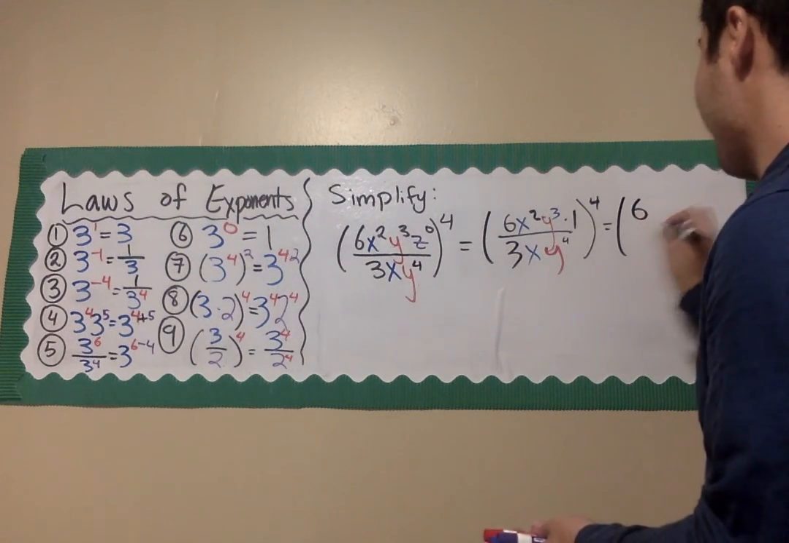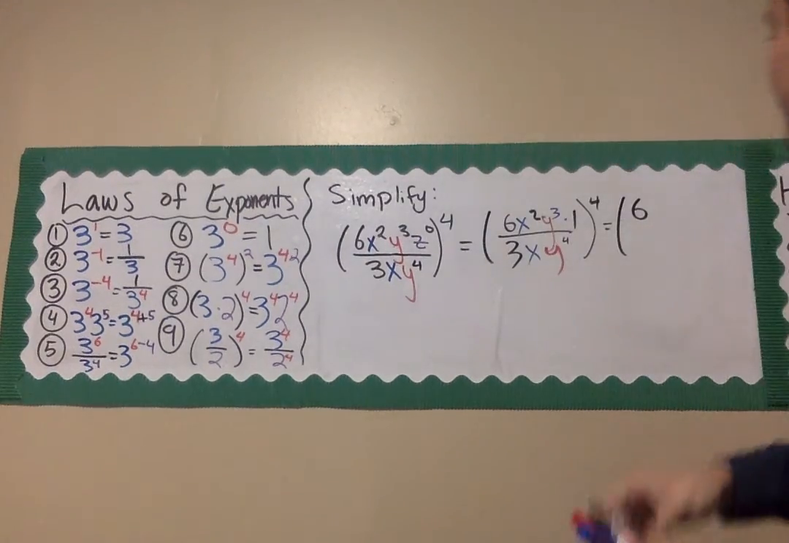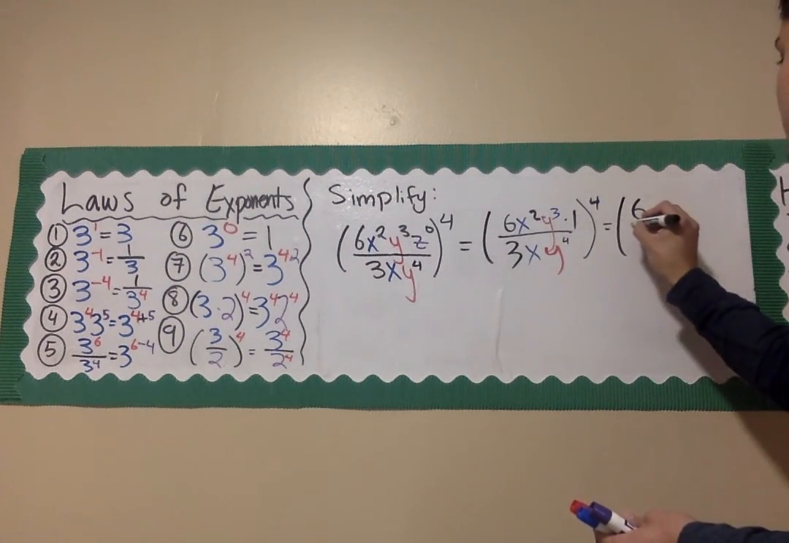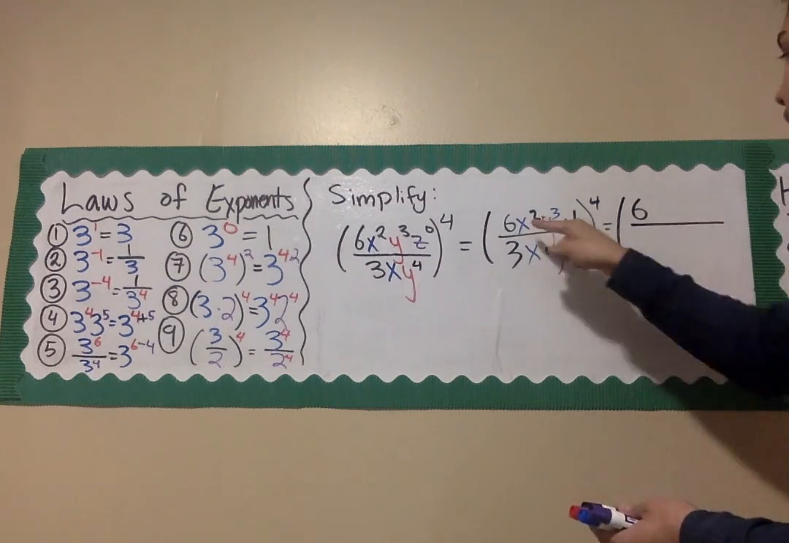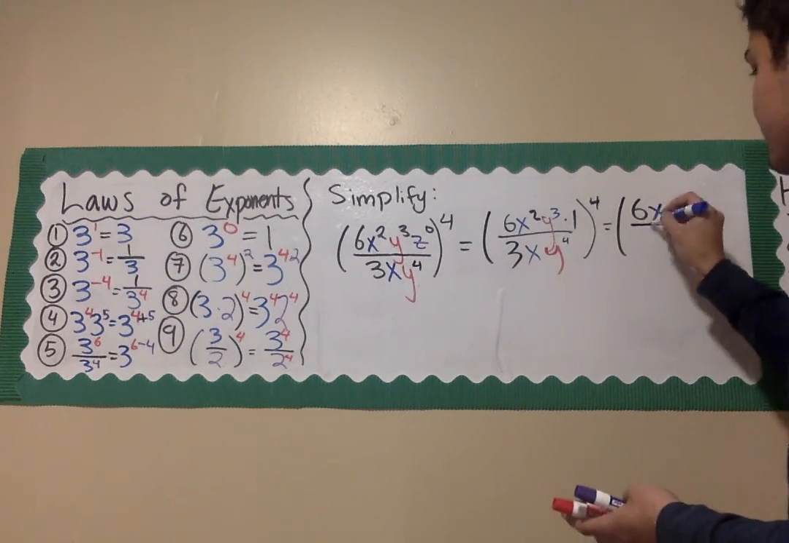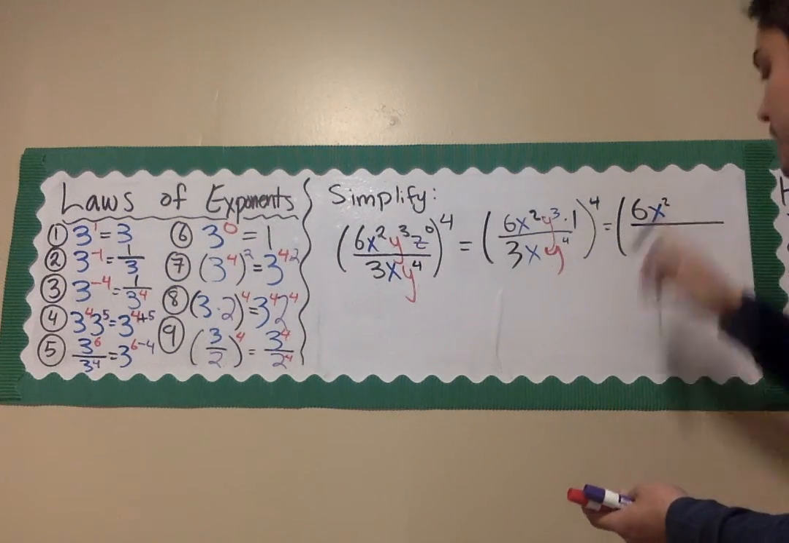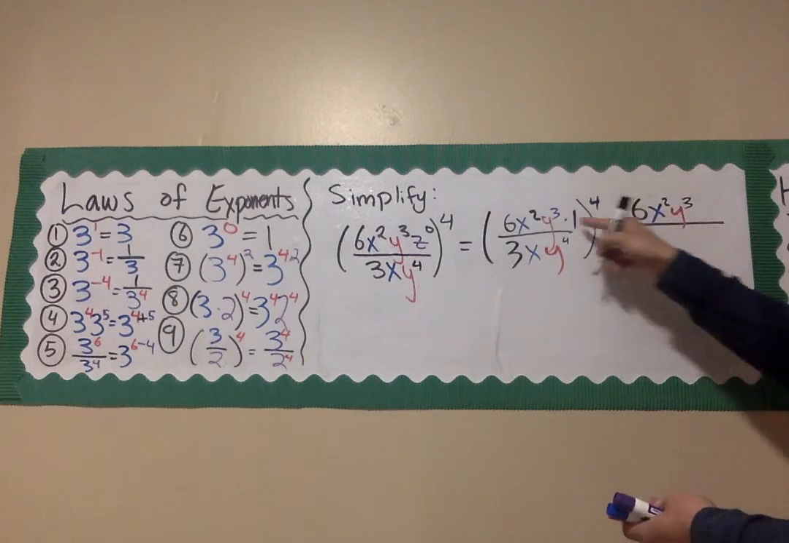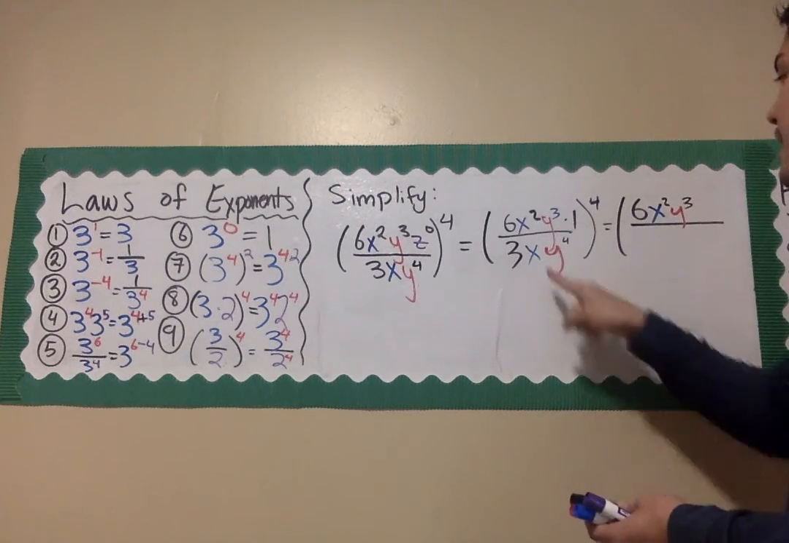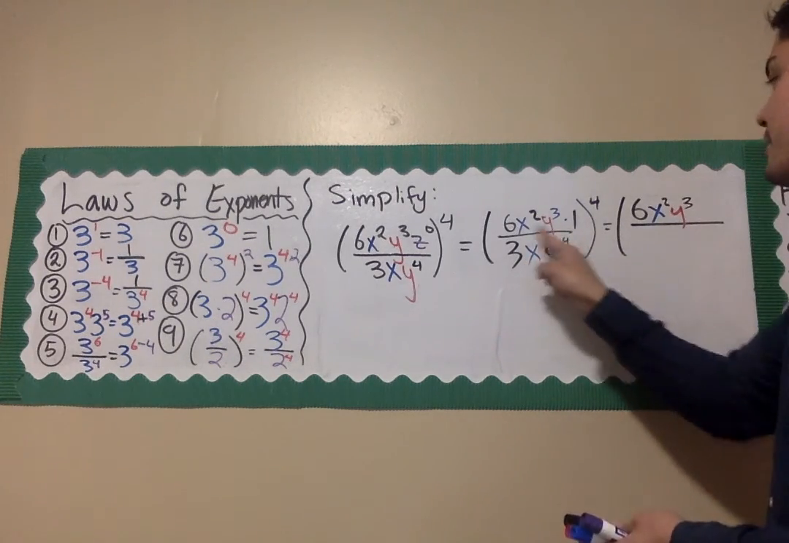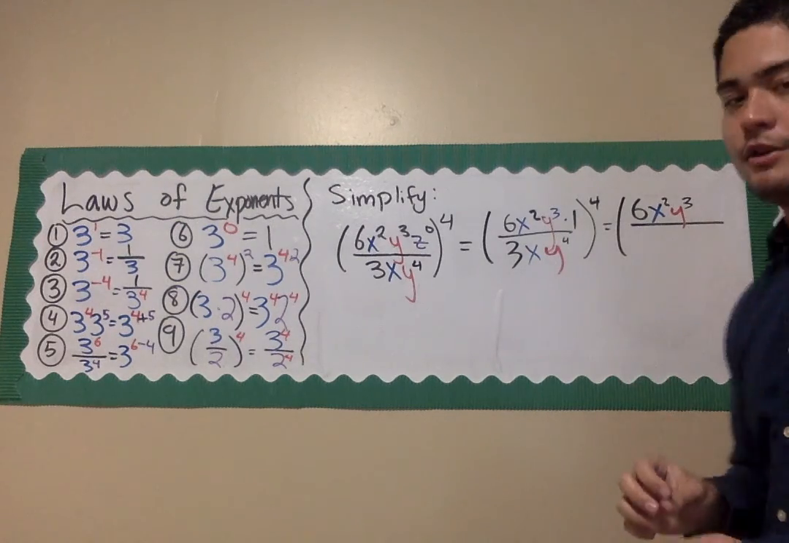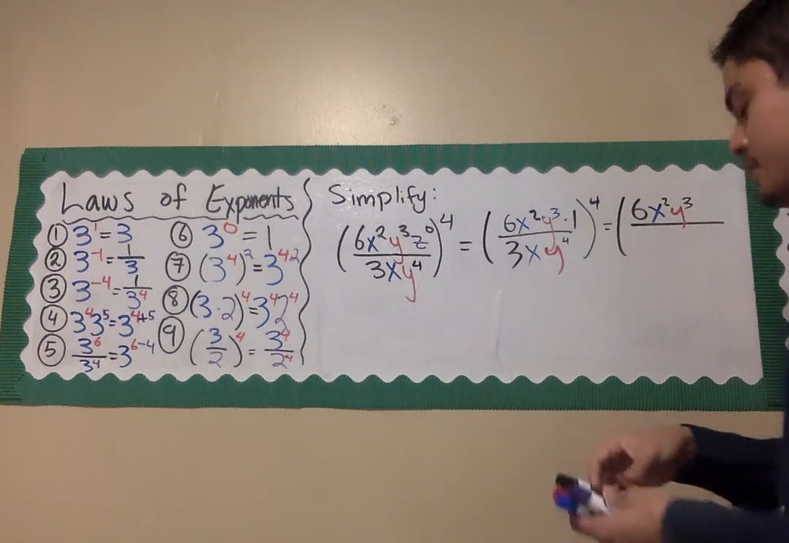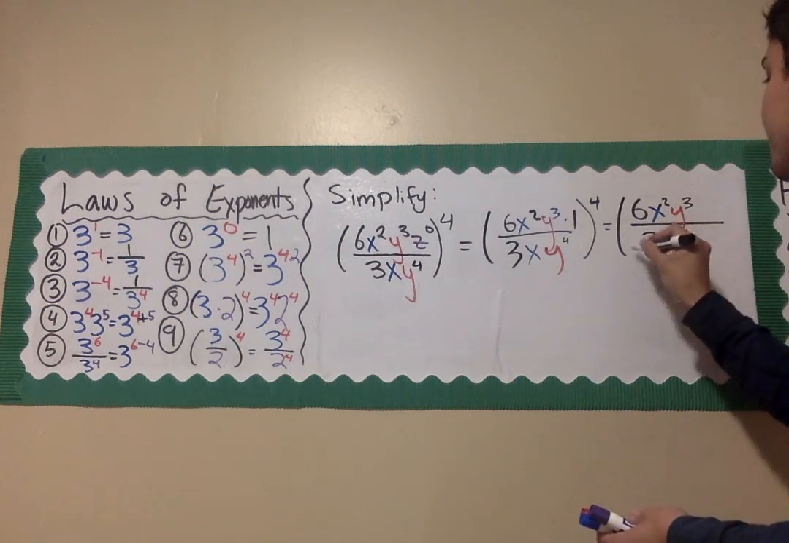6, or actually no, I'm going to keep it like that. 6 times x squared times y cubed. That times y, I'm going to just not ignore that. And the denominator, we're going to try to bring as much to the numerator as possible. This 3, we're not going to bring to the numerator. It is a number. I can just simplify it later. I'm going to keep the 3 down here.